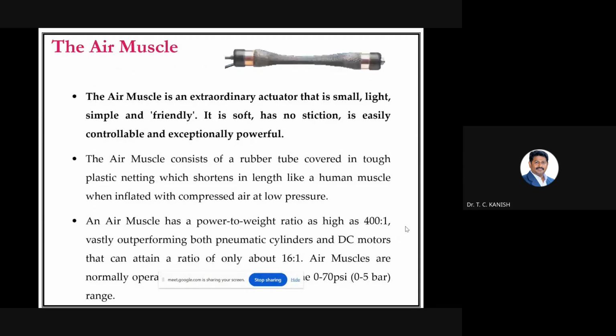And then nowadays in industry, they have started using air muscles. So for robots, they have started using air muscles. The air muscle is an extraordinary actuator that is very small, light, friendly and soft. So we can use these air muscles for developing our own robots. I hope many of you are not aware of this. This is a newer application recently developed, and even this we can make on our own.